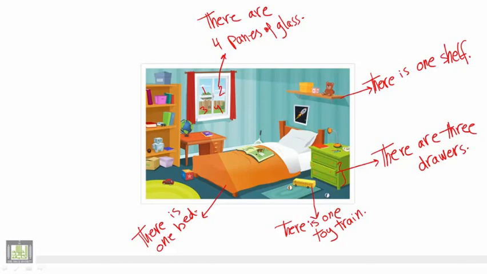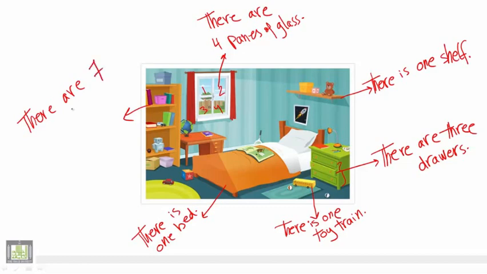Also we are going to talk about the books that we have here. We have many books, as you can see. في أكثر من كتاب. So we say there are 1 2 3 4 5 6 7.